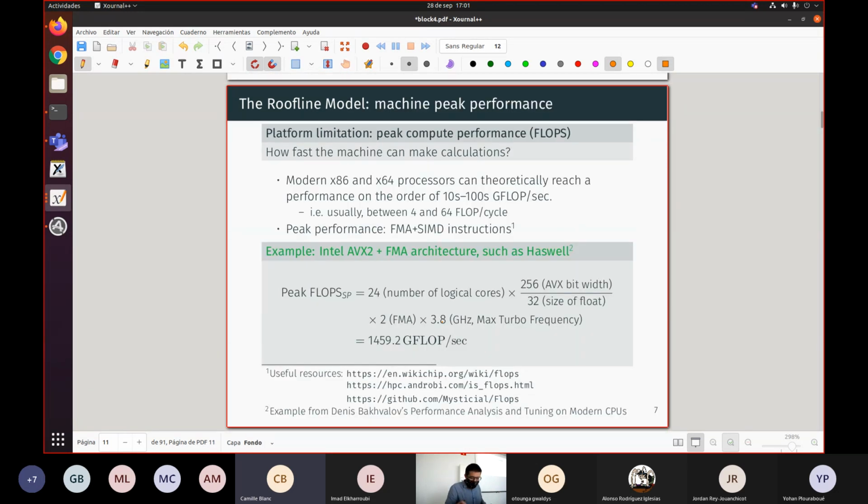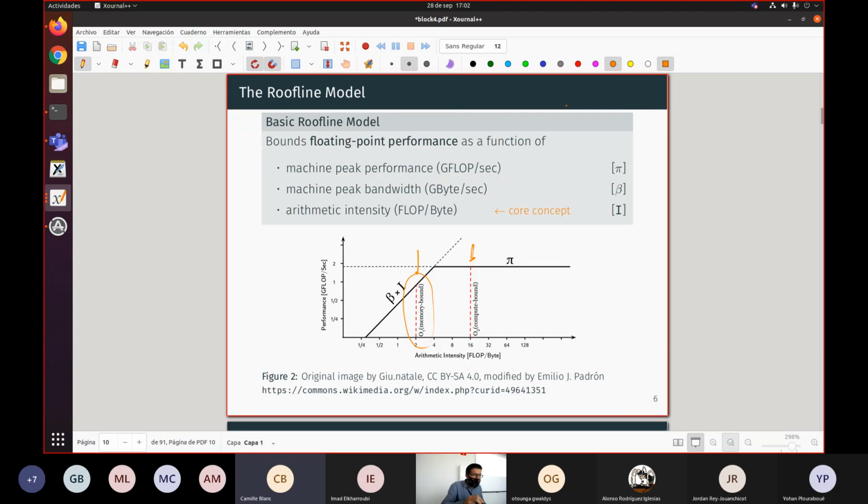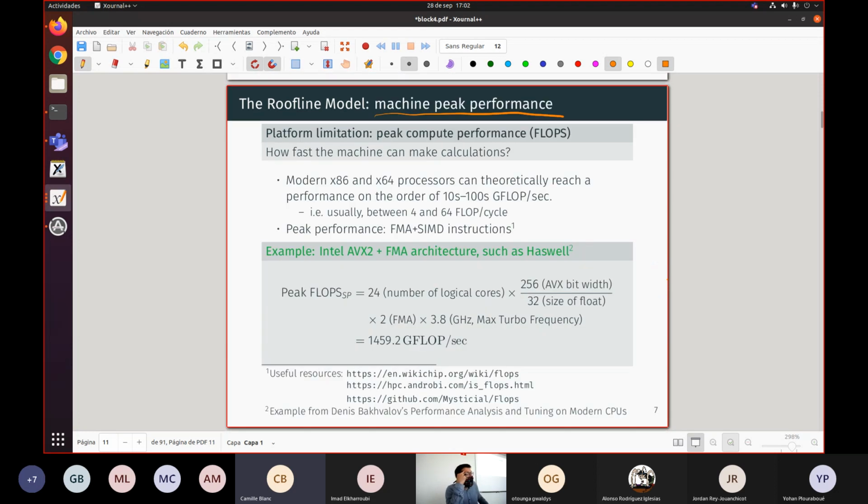Okay, some examples. In this slide, I'm explaining how to compute the machine peak performance. The machine peak performance is this line here. So it's the maximum performance the CPU is able to provide. How can we usually obtain this data? Well, we can usually obtain this data from the manufacturer doing the processor, so that we can use the flops.